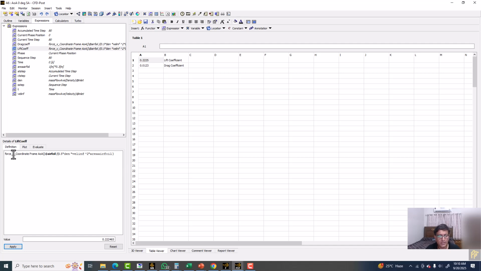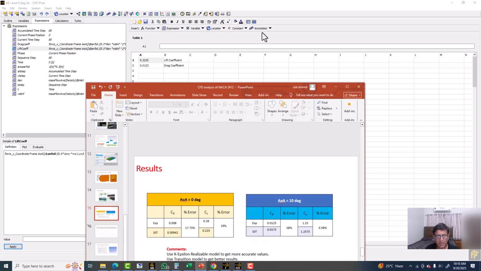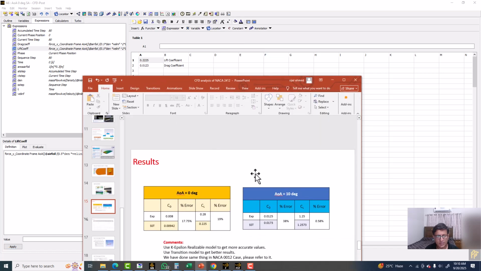Sometimes you have to take the spelling and everything directly from CFD Post. So now you can see that our value of the drag coefficient is 0.0123, here it's 0.0173, so this is more accurate here. But the lift coefficient is coming out to be 0.2225. That's the problem actually. So let's work on that.